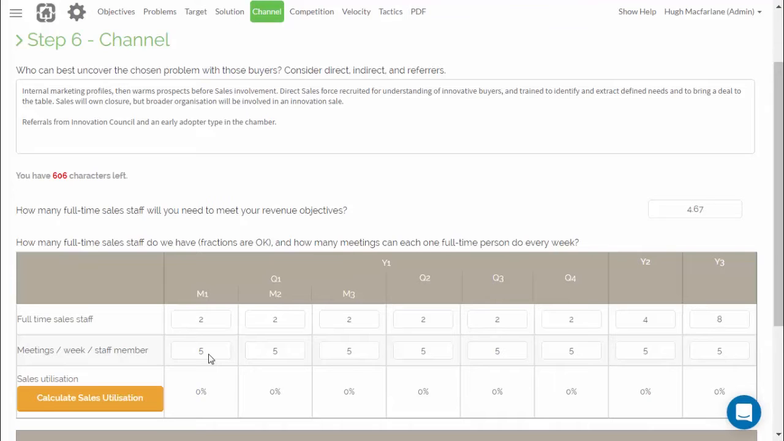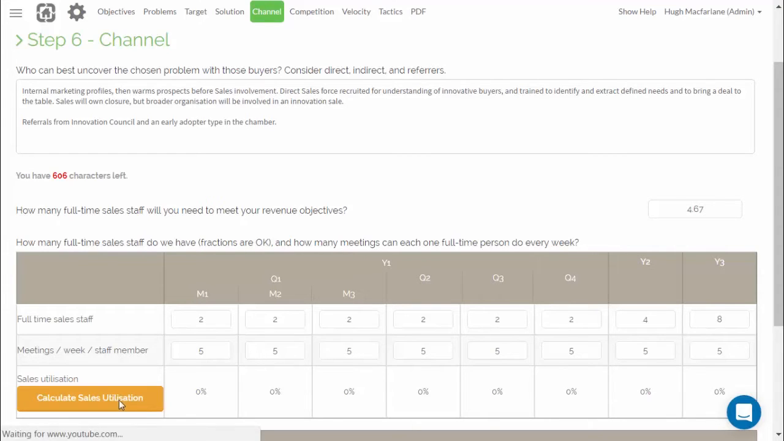Now, careful again, week in, week out, not at burst. You might be able to do 10 meetings in a weird week, but the week after that, you're probably going to do no meetings because it's all follow-up. We want your sustained average. 5 meetings per week per staff member is actually a pretty good place to start.